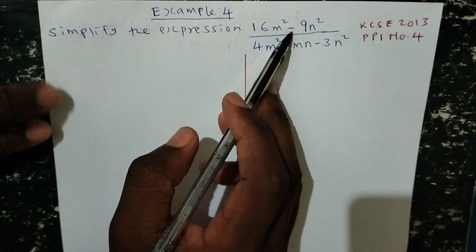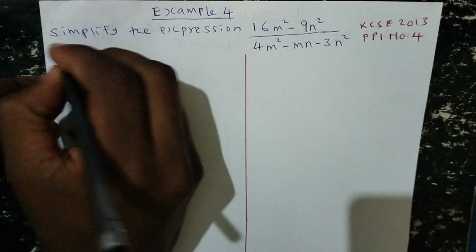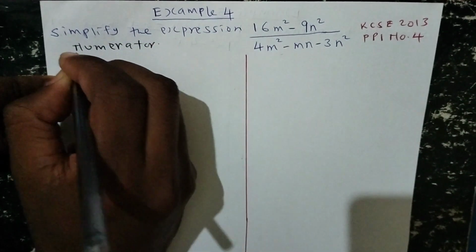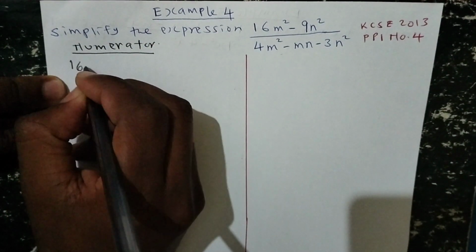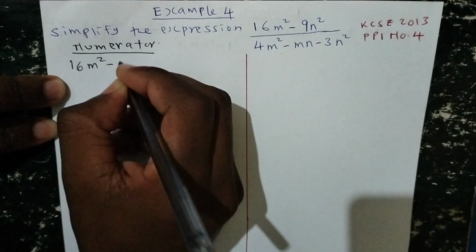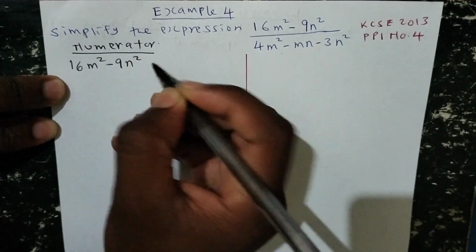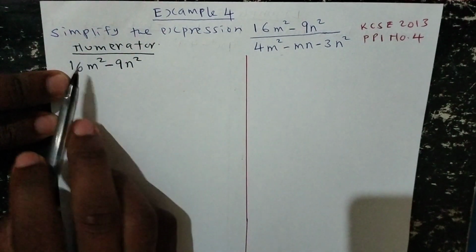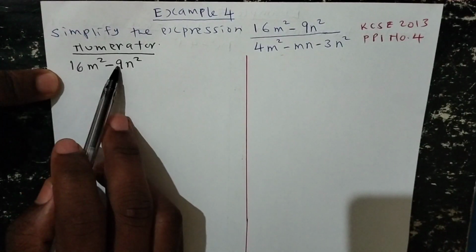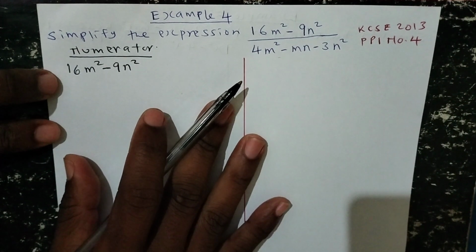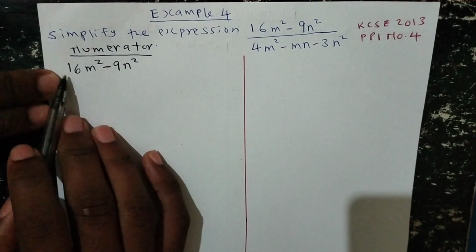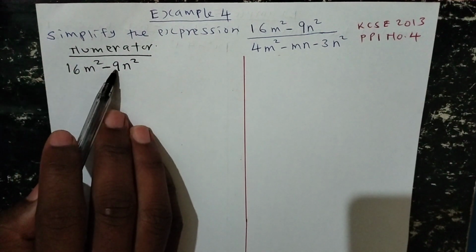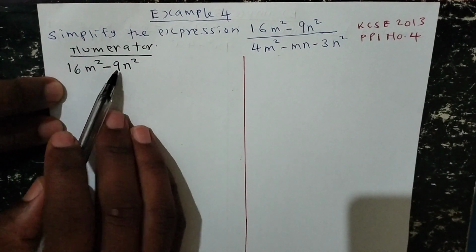So let's start by handling the numerator. For the numerator, we are given 16m squared minus 9n squared. If you look at this numerator clearly, you can see that there is a way in which we can make it a difference of two squares. We can achieve that because 16 can be written as 4 to the power of 2, and 9 can be written as 3 to the power of 2.